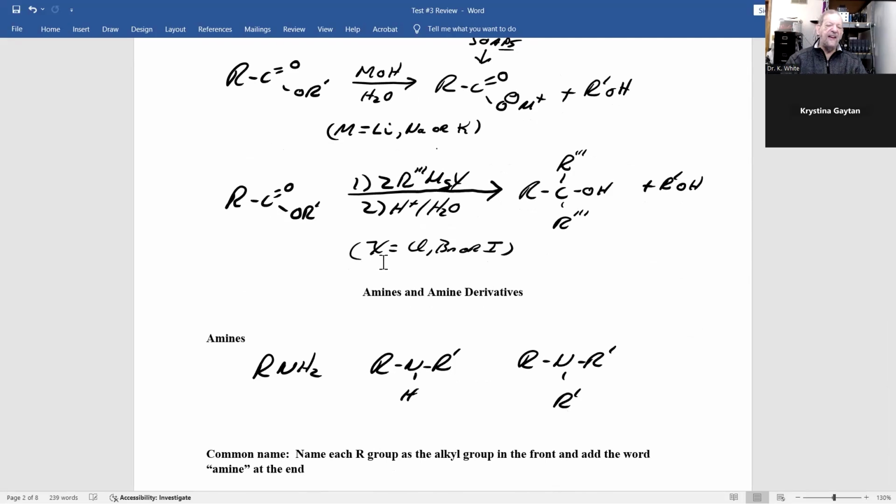And that's if you take an ester, react it in the first step with 2 molecules of a Grignard, and second step, acid and water, you make not just one, but 2 carbon-carbon single bonds, something very special, very rare. And this OR prime gets kicked out as an alcohol. So let's do one of these. Let's have some fun.